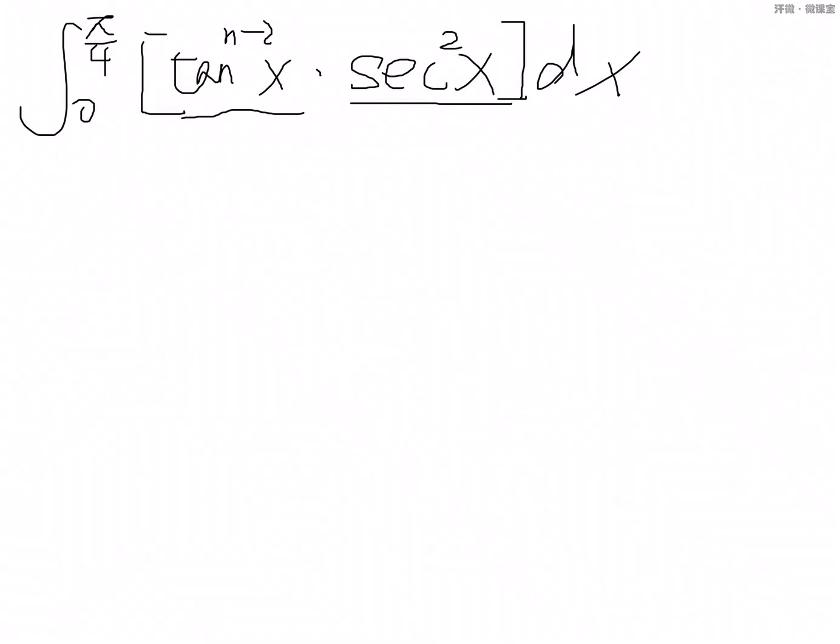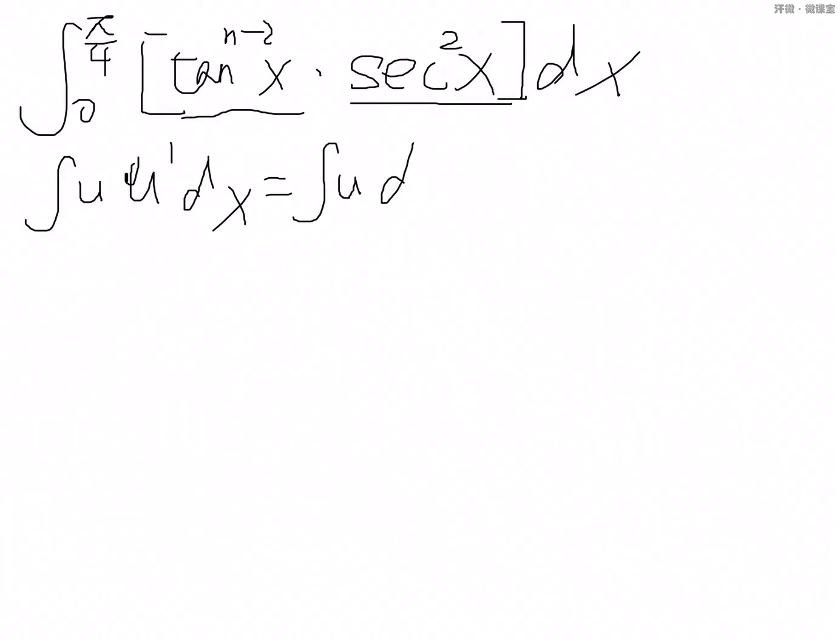Integration by substitution is when you integrate a function of u times u dash dx. It is the same as the integration of u du, because u dash is du over dx. This is du over dx, it's the same thing, so dx cancels out and it will be the integration of u du.